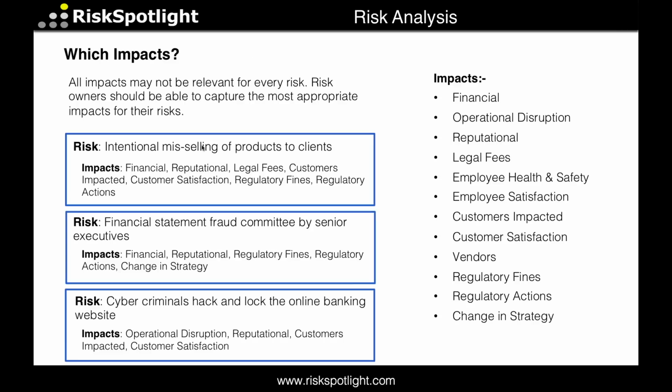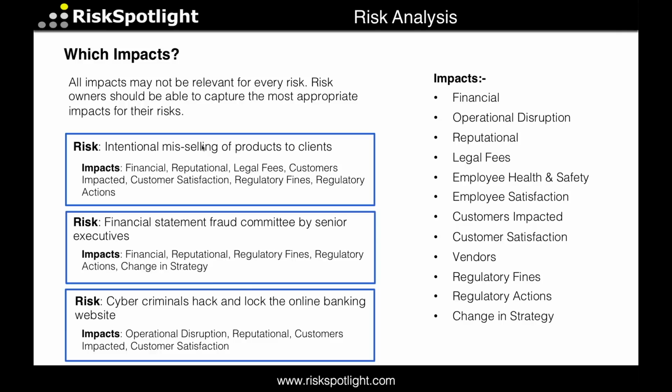Okay, so we have these different types of impacts, and you can define them, but you don't have to capture all of these impacts for each risk, because depending on which risk we are looking at, some of the impacts may be relevant, some may not. So for intentional mis-selling of products to clients, I've listed some of the impacts which may be relevant, where in that case it doesn't necessarily impact the vendors so much. But if we look at financial statement fraud, there is an impact on change in strategy, which we did not have in the intentional mis-selling risk.